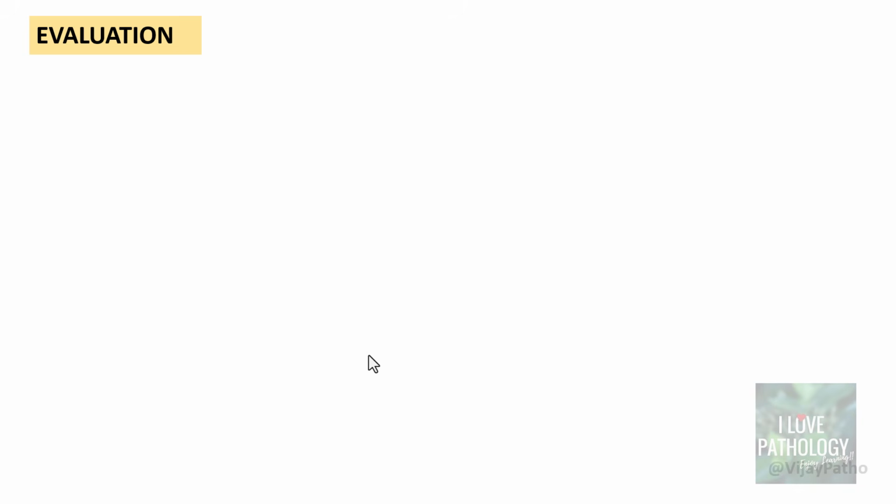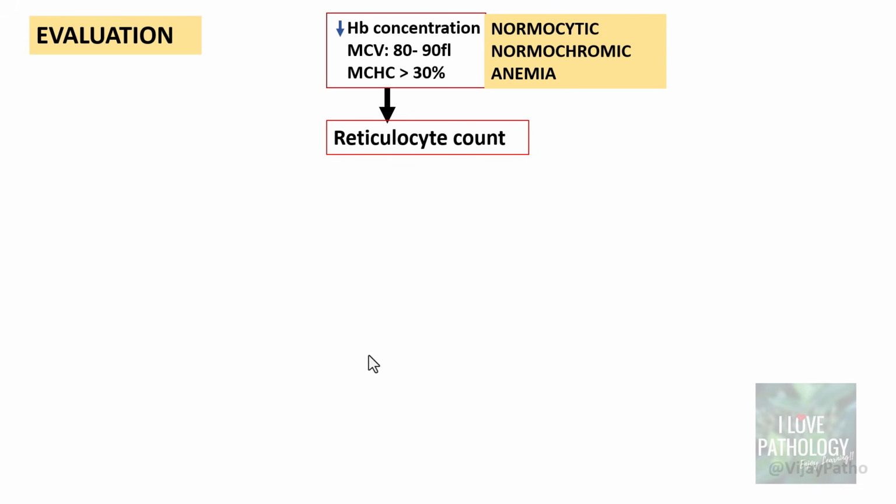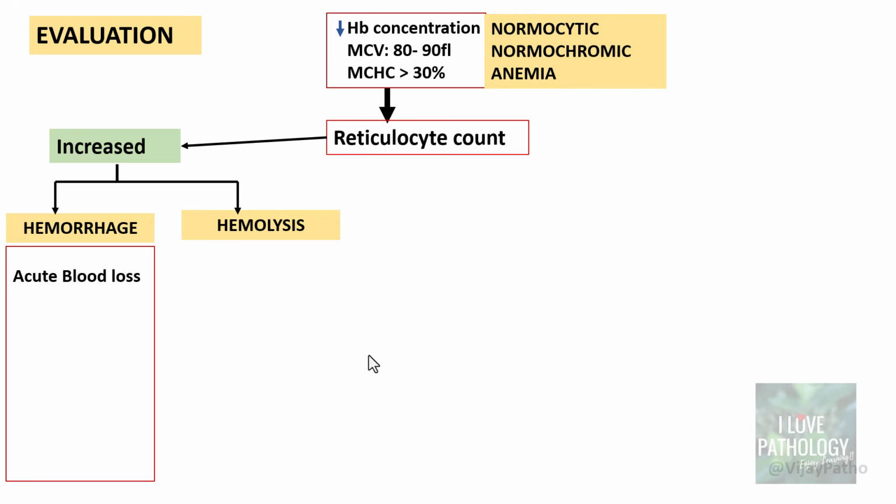How do you evaluate whenever you come across normocytic normochromic anemia? The first and foremost thing is to ask for a reticulocyte count. Now, if the reticulocyte count is increased, what does that mean? That means the bone marrow is trying to compensate for some loss. The bone marrow is functioning properly, and these are hyperproliferative anemias. The cause could be hemorrhage or hemolysis.